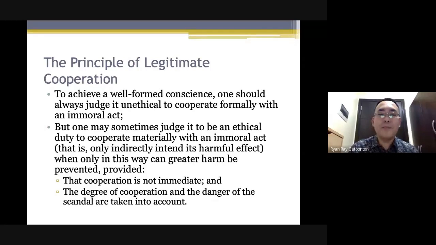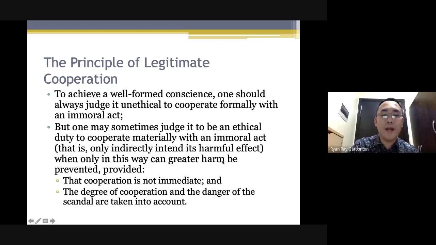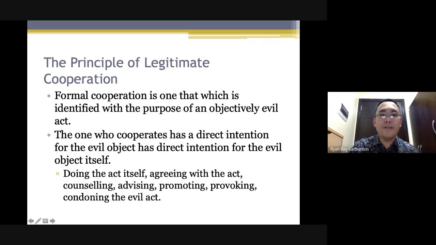But this is a good reflection point for what it is to be legitimately cooperating. One may sometimes judge it to be an ethical duty to cooperate materially with an immoral act that is only indirectly intended to its harmful effect, when only in this way can greater harm be prevented, provided that the cooperation is not immediate, and that the degree of cooperation and the danger of scandal are taken into account. So in the principle of legitimate cooperation, there are two forms of cooperation.